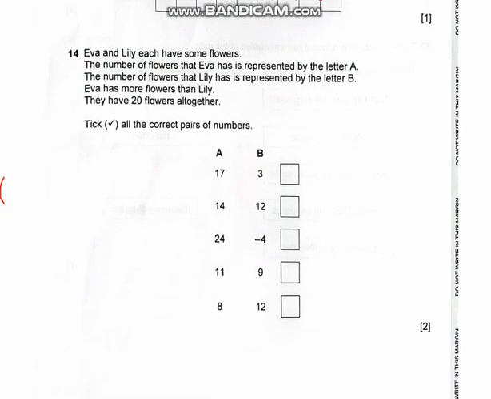Okay, question number 4 is Eva and Lily each have some flowers. The number of flowers that Eva has is represented by letter A. So let's do that. It is for Eva. And the number of flowers that Lily has is represented by letter B, so it is for Lily. Now Eva has more flowers than Lily, so Eva always has a greater number as compared to Lily, and the total flowers they have altogether must be equal to 20. So it means that Eva's flowers plus Lily's flowers must be equal to 20, my dear. So it must be equal to 20 when you add them up together.